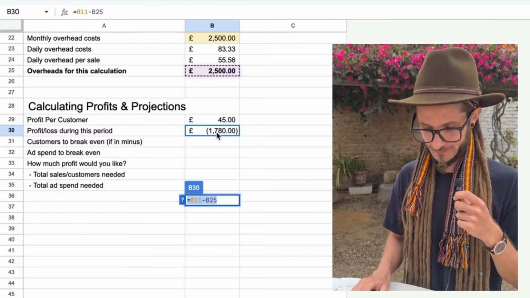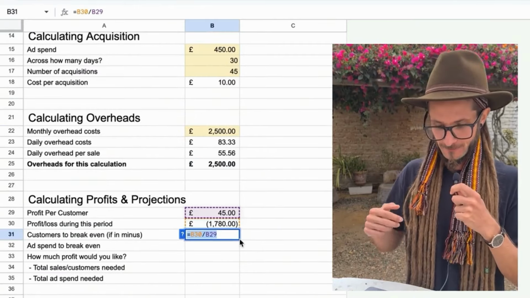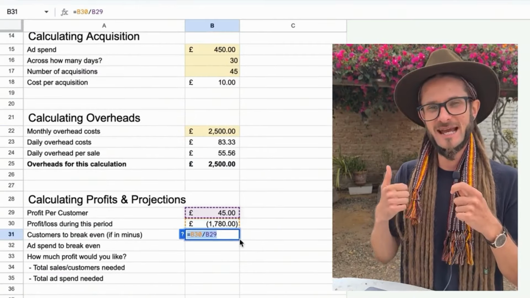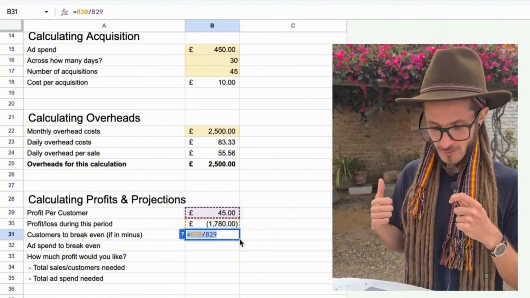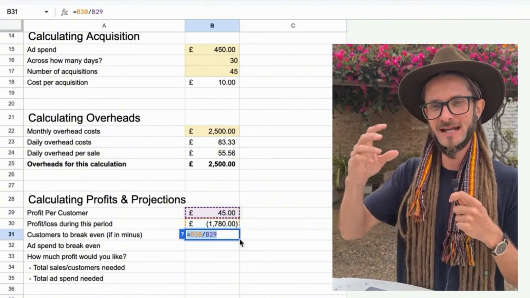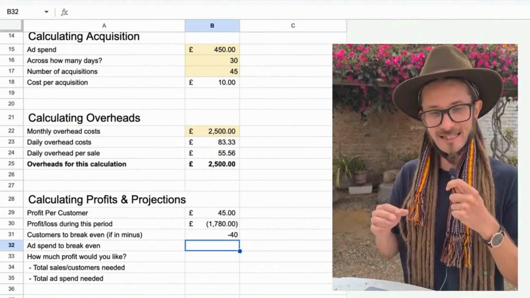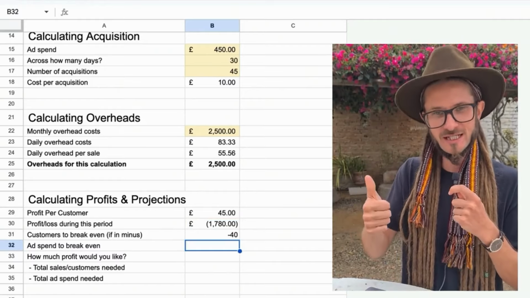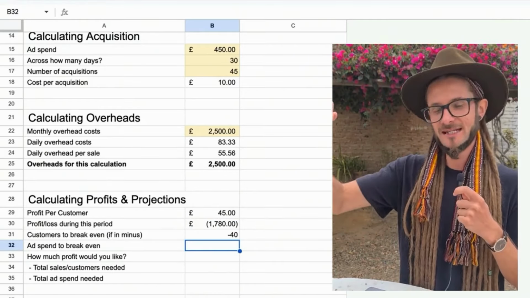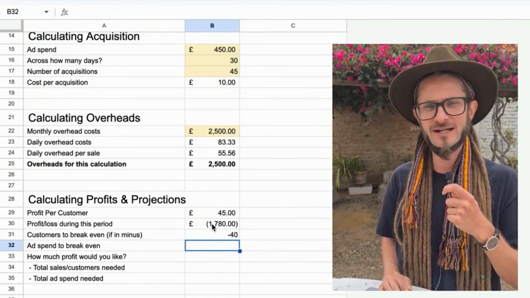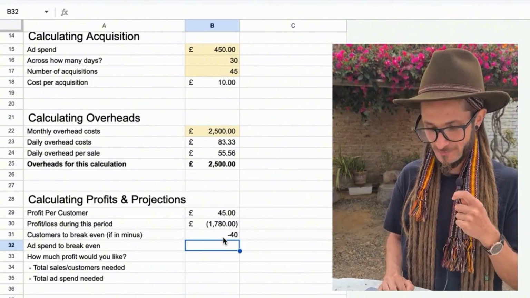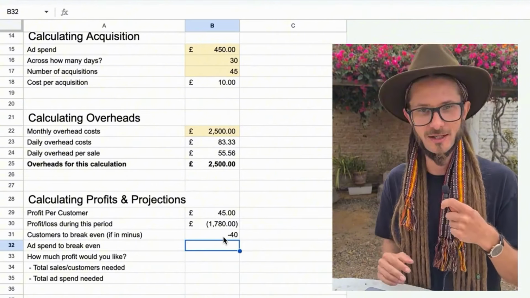Very interesting. Which means now we can do a backwards calculation that during that period we made X% loss. So if we were to break even, looking at the profit per customer, we'd need to gain 40 acquisitions, 40 customers, 40 sales to break even. To get that company out of that 1,780 deficit, we'd need to make 40 customers. Okay, super interesting, guys, super, super interesting.